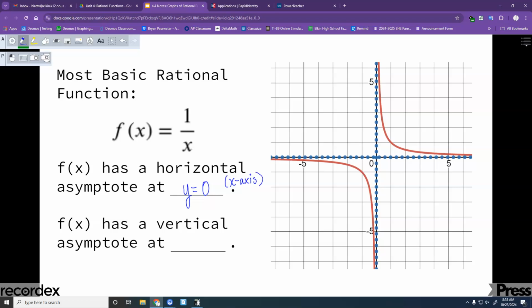Remember, your equations are opposite of your axes. So the equation is y equals 0. It is the x-axis. And it will have a vertical asymptote at x equals 0. That would be your y-axis. Okay, so we're going to look at a couple different ways of finding those asymptotes, but you can always plug these into Desmos as well.